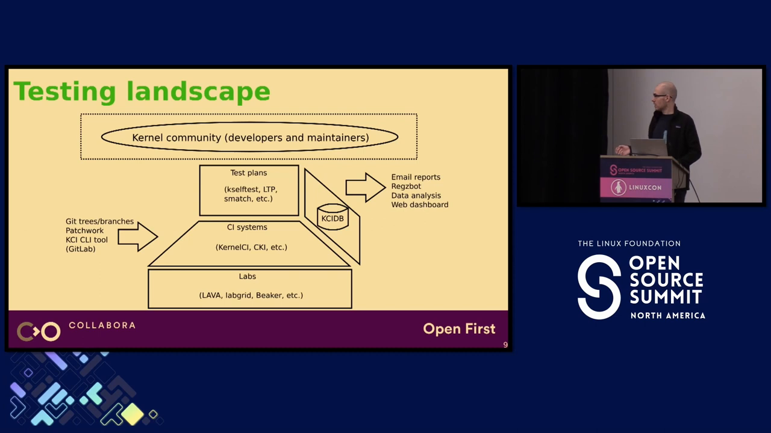We have our CI systems like KernelCI, like Cookie, which rely on laboratories for running tests on devices, for example, LAVA, LabGrid, or Beaker, for instance. We also have the place to store all those various test results, KCIDB, and of course, those results need to be delivered to you as feedback, either through email reports, maybe through regression reports, or just by basic data analysis tools, or preferably in a UI, for example, a web dashboard.